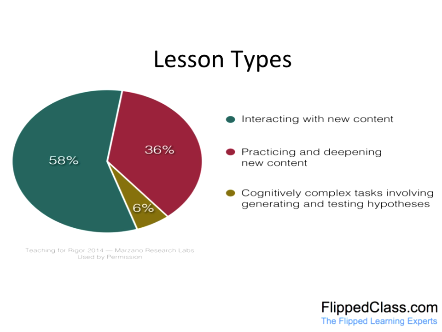He found out that 58% of all class time is used for interacting with new content, and he essentially stood on the stage and said, that means lecture. Now remember, this is K-12 data. This includes kindergarten classes. 36% of the class time is practicing and deepening that new content, which means kids doing worksheets and doing practice, and only 6% was the cognitively complex task.